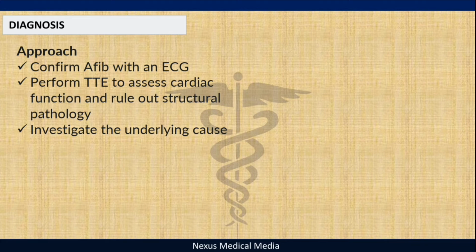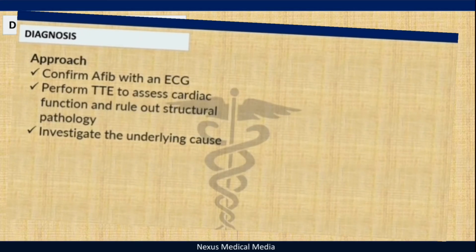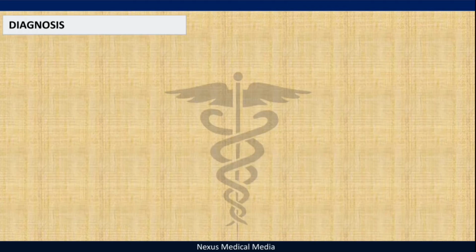Diagnosis of atrial fibrillation, right? So firstly, we need to confirm atrial fibrillation using ECG. Perform TTE, that's transthoracic echocardiography, to assess cardiac functions and to rule out structural pathology. And last but not least, we need to investigate the underlying cause.